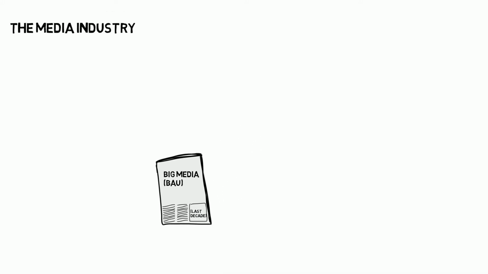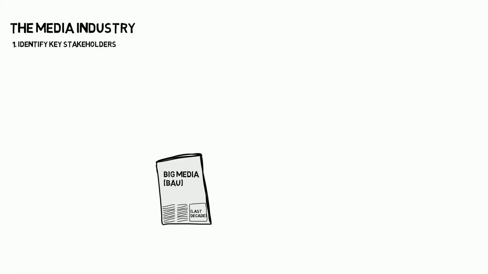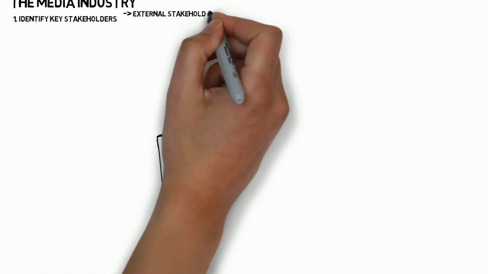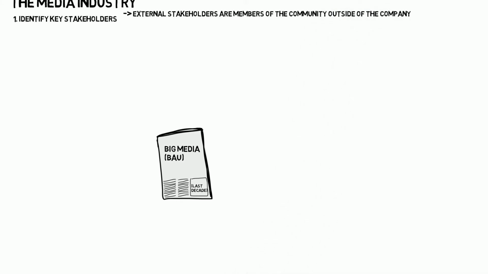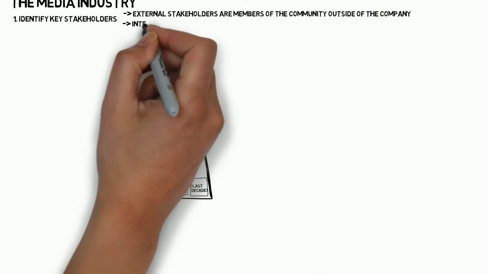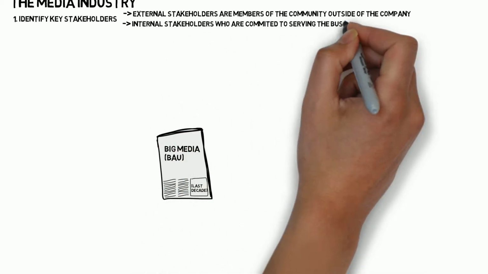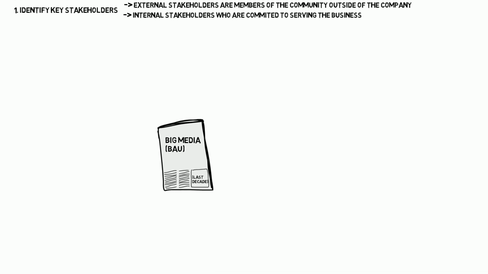Now, the first thing I want you to do is identify key stakeholders. Now, these will largely be external stakeholders, which means members of the community that are influenced or influence the media company. There are also some key internal stakeholders, and internal stakeholders are stakeholders that are committed to the company in some way. So the board of directors, key executives, and some staff.